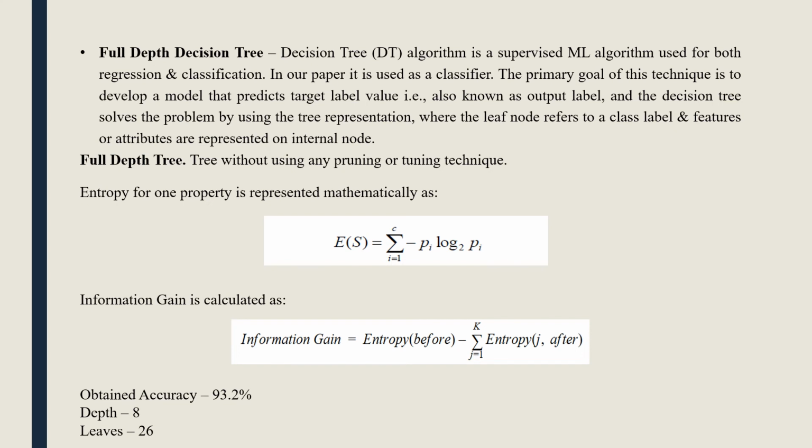The primary goal is to develop a decision tree based on the target label. The metrics that are used in the decision tree are entropy and information gain. A decision tree is a supervised machine learning algorithm that is used for both classification and regression problems. In our paper, it is used as a classifier as it is a classification problem.